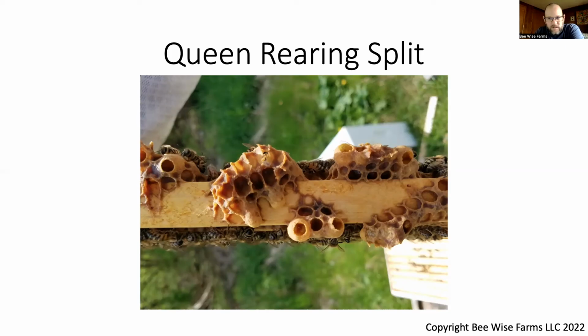You evaluate what's on the frame. If it's a capped brood frame, the next frame I'm going to add in my 3-frame queen rearing split is a frame of eggs, or eggs and young larvae, typically coinciding on the same frame, and then a frame of food as well. And that's usually what I put into my queen rearing split.